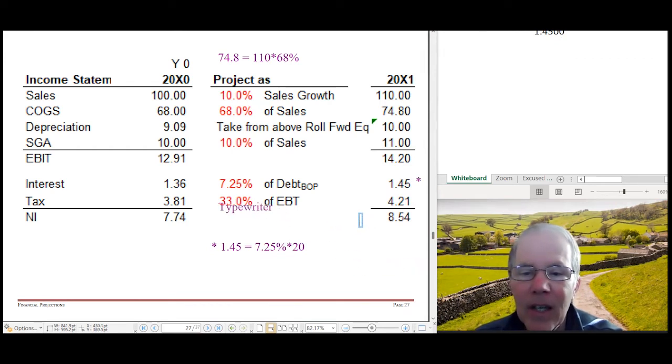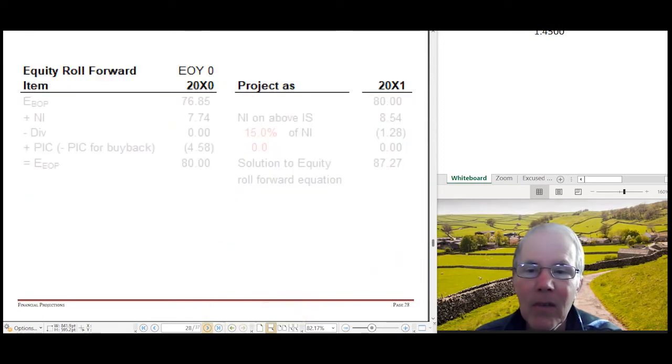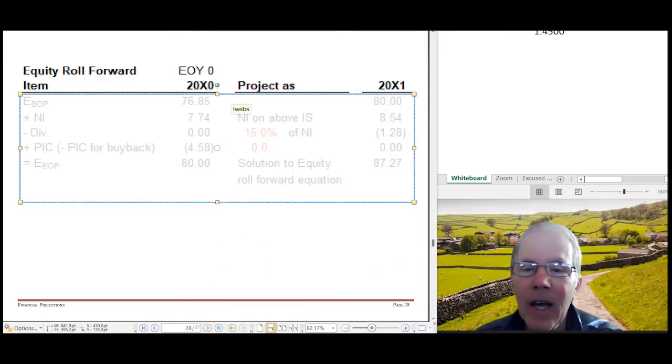And the tax is 33% of EBT. EBT is 14.21 minus 1.45. Take 33% of that, and you get 4.21. And then we can get our net income of 8.54. So that's going to help us when we go ahead and do our equity roll forward on the next page.